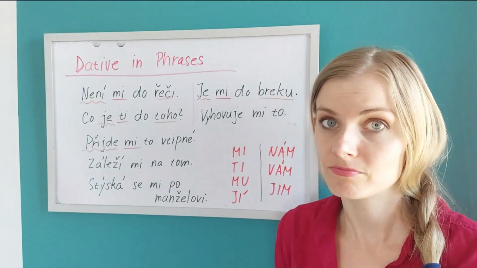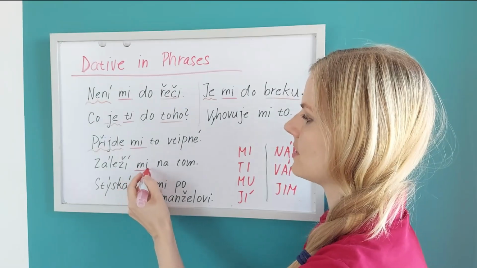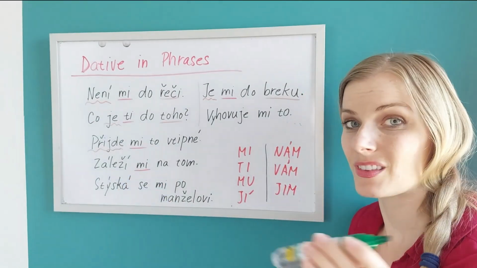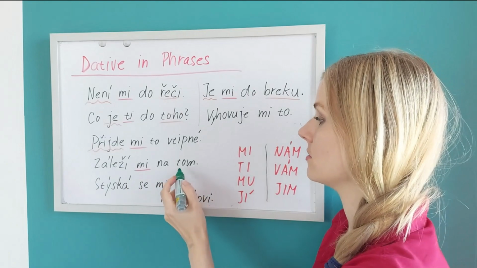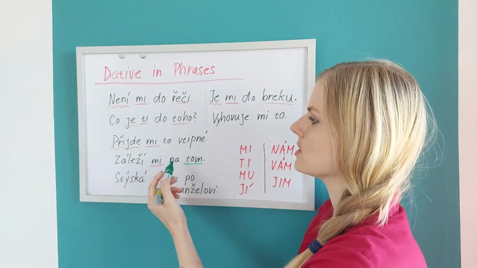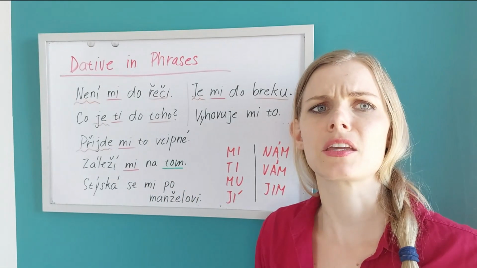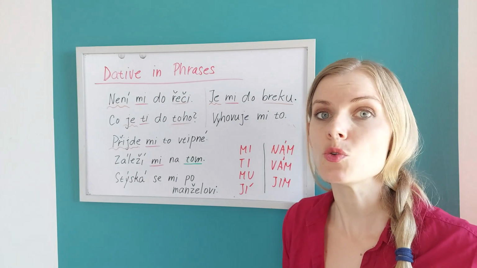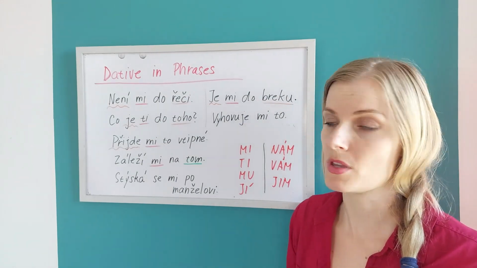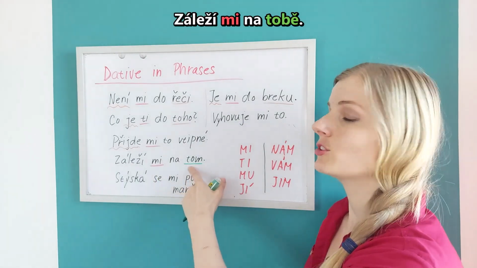Záleží mi na tom. I care about it. It's important to me. Tom, this is why I have the green marker here. This is the locative case. It matters to me. Depending on what matters, that will be the locative case. If we wanted to say you matter to me, you're important to me, it would be in the locative. Záleží mi na tobě.